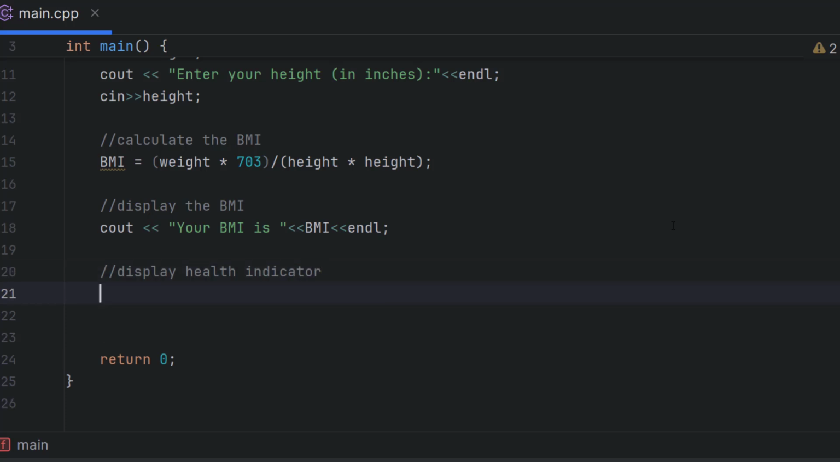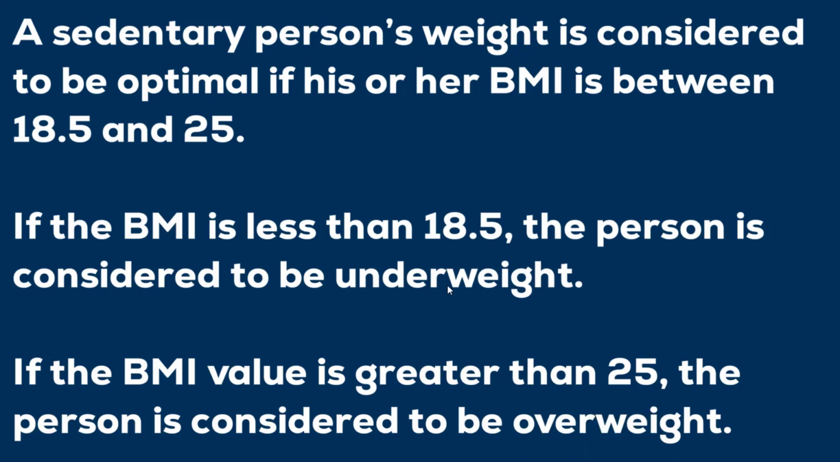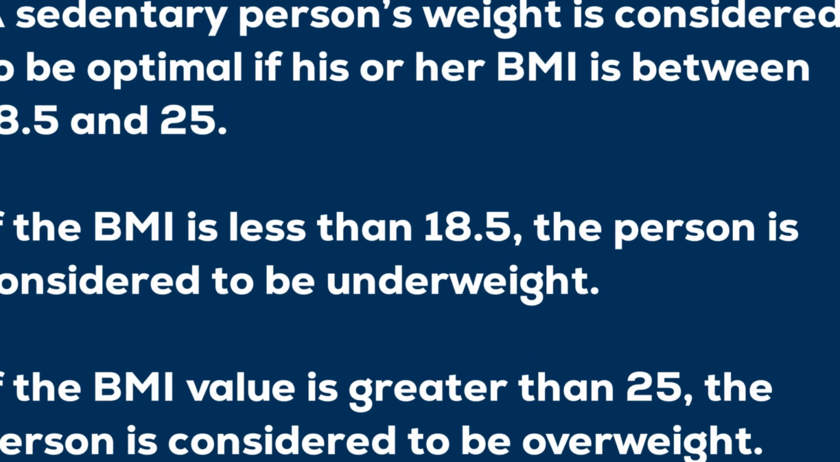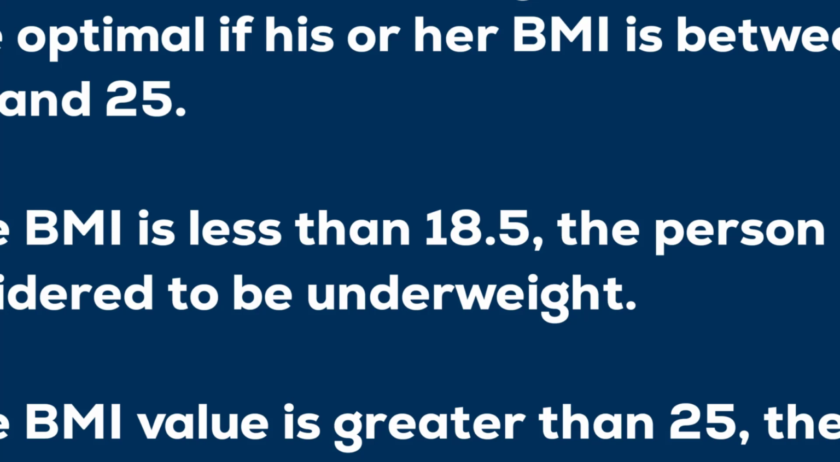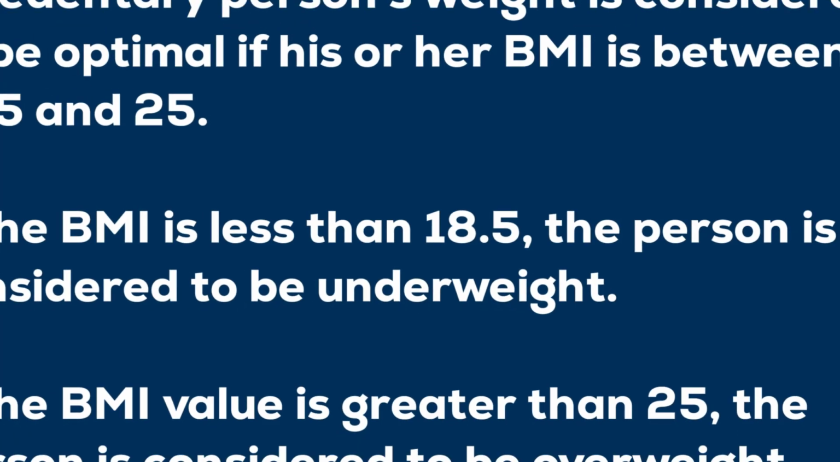Alright, to display the health indicator, this is where my if statements are going to be useful. The question gave us how to calculate and display the health indicator. Let's look at the question once again. Starting from this part: if the BMI is less than 18.5, the person is considered to be underweight. So this is our first statement that we are going to write.